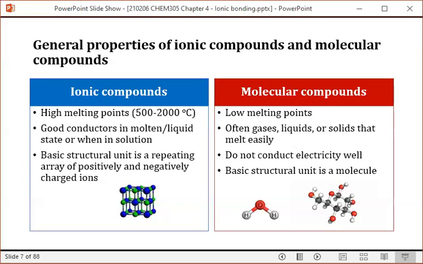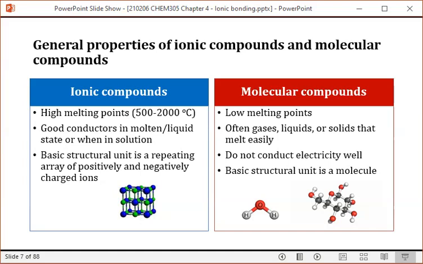Ionic compounds tend to have high melting points of 500 to 2000 degrees Celsius. They tend to be good conductors in the molten or liquid state or when they're dissolved in solution. And the basic structural unit of an ionic compound is a repeating array of positively and negatively charged ions. So ionic compounds are again composed of cations and anions. Cations have positive charge, anions have negative charge, and the opposite charges are attracted to each other. And so these atoms or ions with opposite charges get pulled in close to each other, and that's what makes the ionic bond.